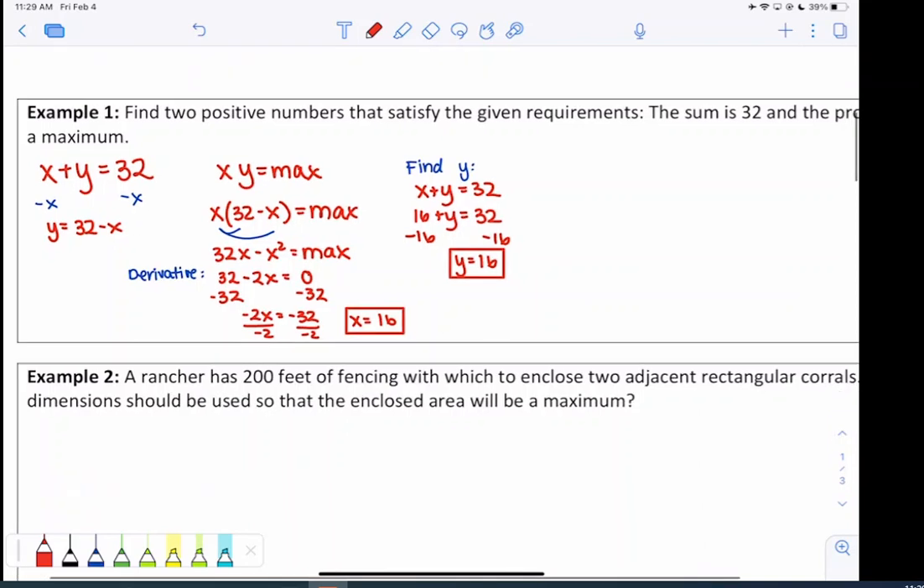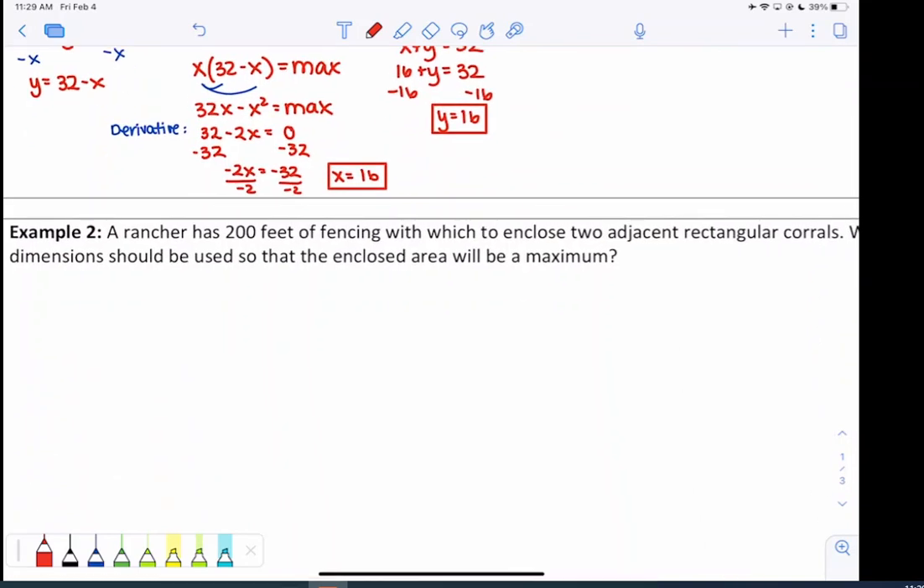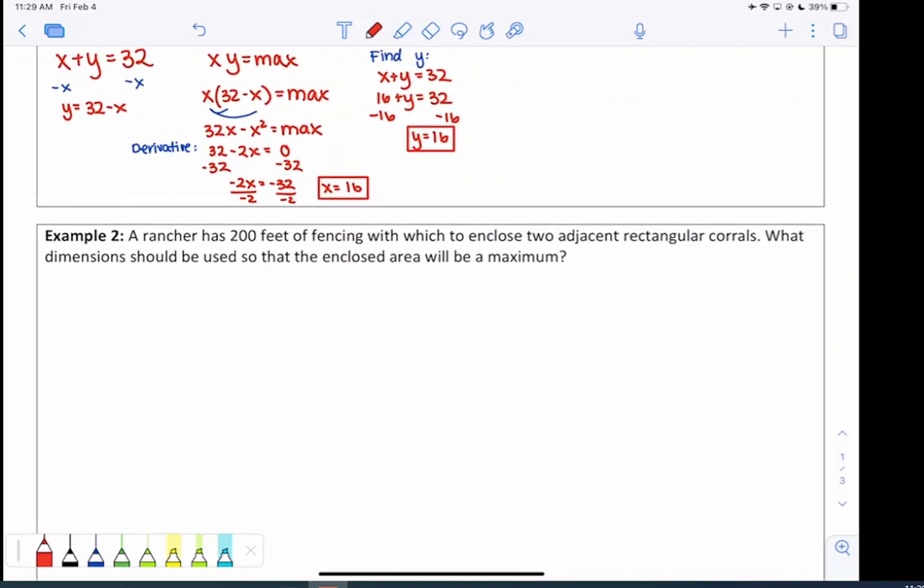Let's look at example number 2. A rancher has 200 feet of fencing with which to enclose 2 adjacent rectangular corrals. Good, okay. What does adjacent mean? Yeah, just right next to each other. So I'm going to have 2 corrals right next to each other. What dimension should be used so that the enclosed area will be a maximum?